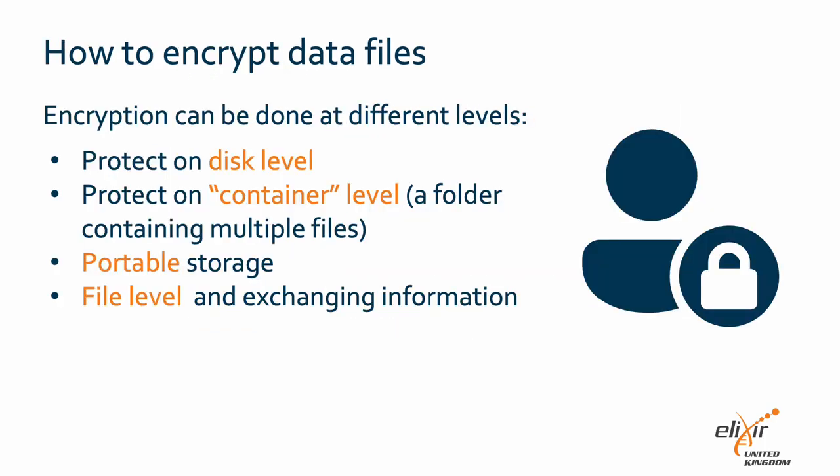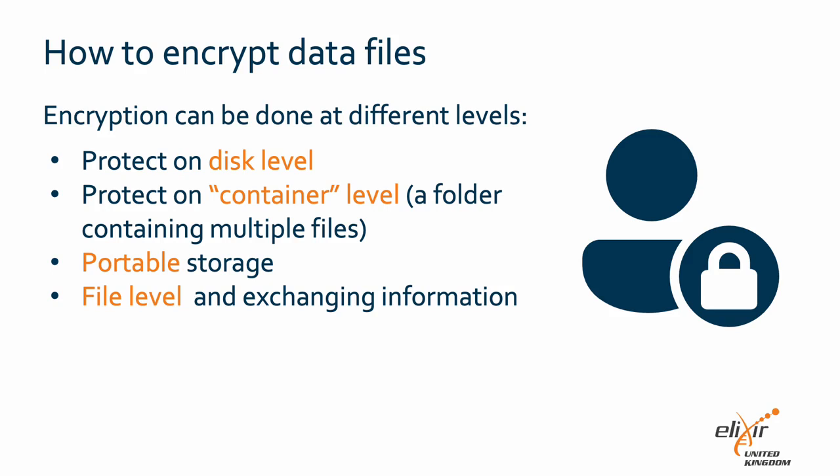Encryption provides protection by ensuring that only someone with the relevant encryption key or password will be able to access the contents. Encryption can be done at different levels. Protect on disk level using BitLocker for Windows or FileVault for Mac OS. These come as standard with most operating systems. For protection on the container level, so a folder containing multiple files, you can download Encrypt, which is open source and can be used for all operating systems, or Archive comes with Mac OS.